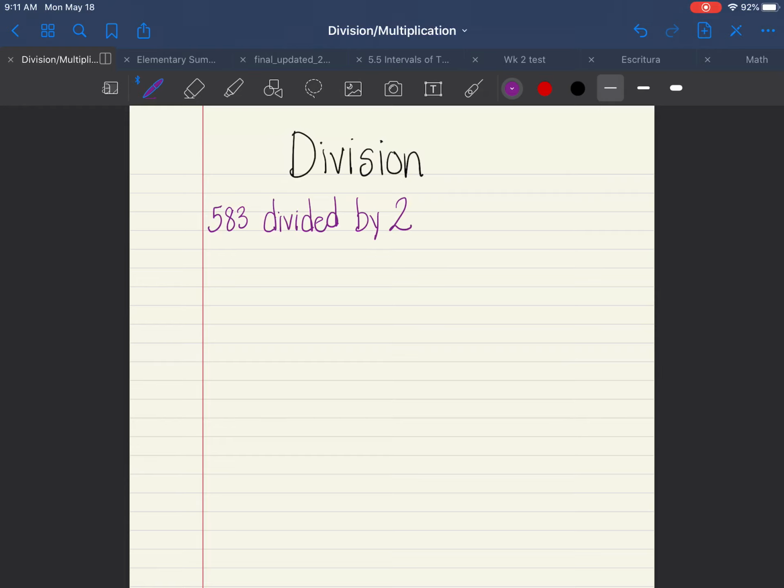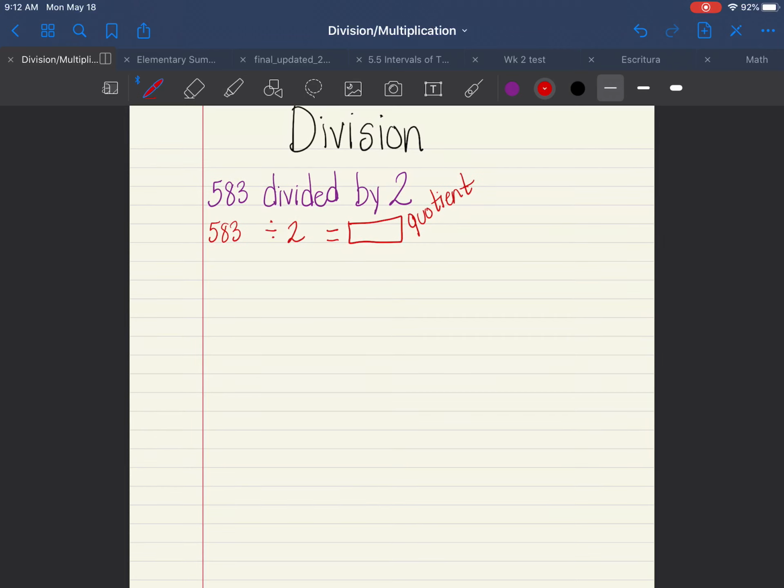So the very first problem on your page says 583 divided by 2. So the very first thing we do is that we're going to write this as a number sentence. So that would be 583 divided by 2 equals my quotient. Remember that our answer when we divide is called our quotient.